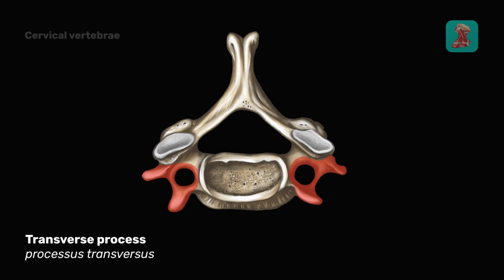Its transverse process has two tubercles, the anterior tubercle and the posterior tubercle. The anterior is called the carotid tubercle. The reason is that during first aid for bleeding from the carotid artery, this artery is pressed against the carotid tubercle. Between these tubercles, the groove for the spinal nerve runs.